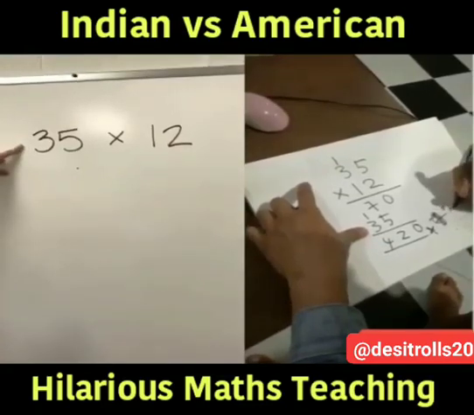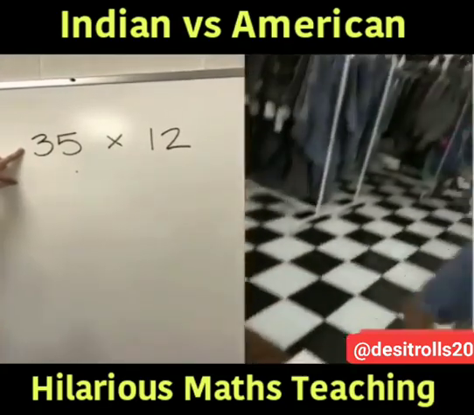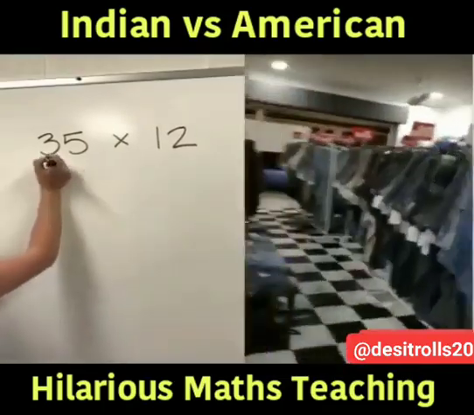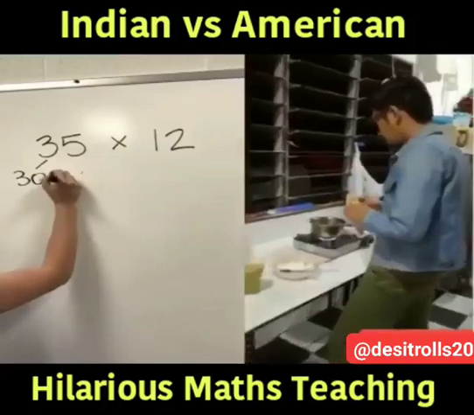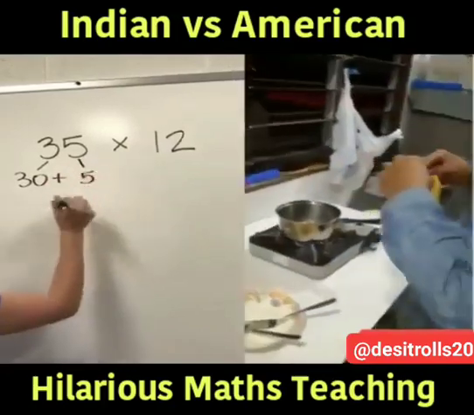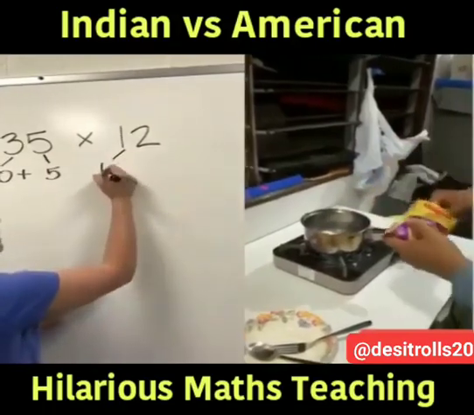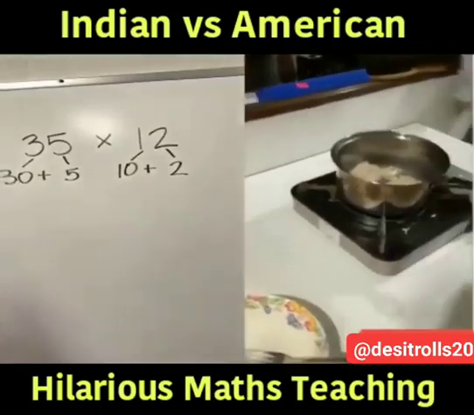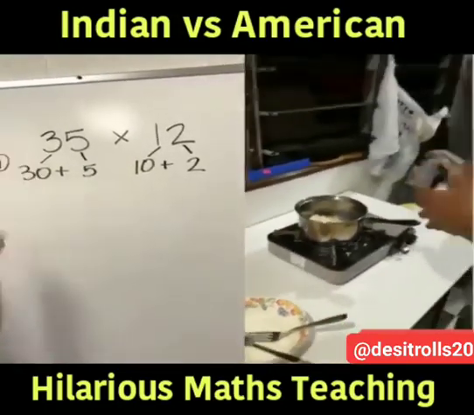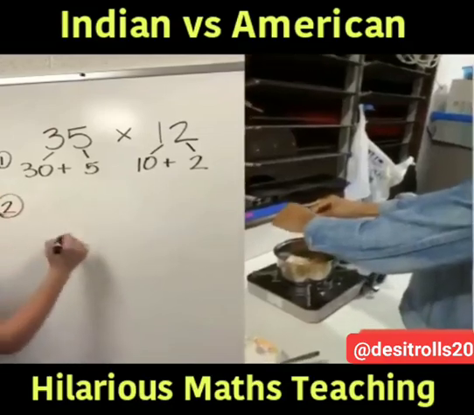The first thing we need to do after that is expand these two numbers. We need to break it down into its tens and its ones. I've got 3 tens, which is 30, and 5 ones, so that is 30 plus 5. 12 is 1 ten plus 2 ones. Okay, so that's step one. The next step would be to draw a large box.